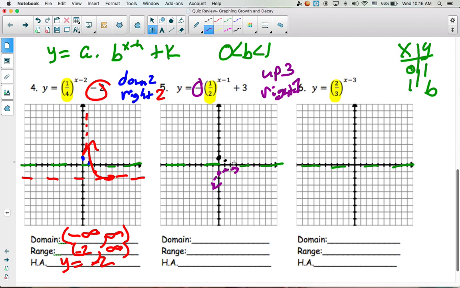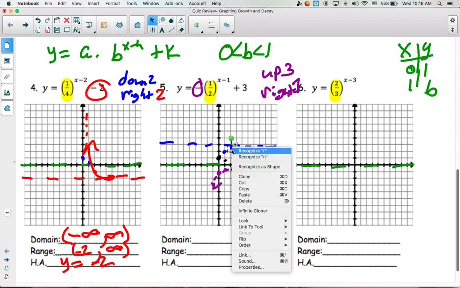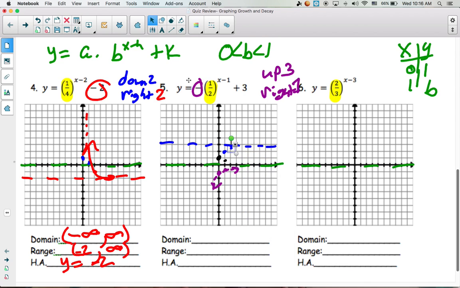So I'm going to start with the asymptote. I'll move it up 3. And I'll take each point, move them up 3 and right 1. And then I'll connect the dots. And so your domain is -infinity to infinity.